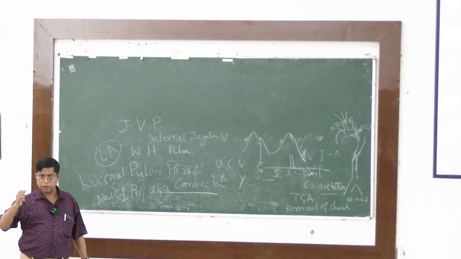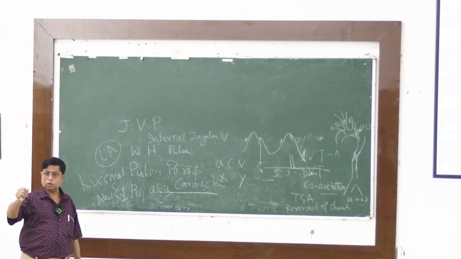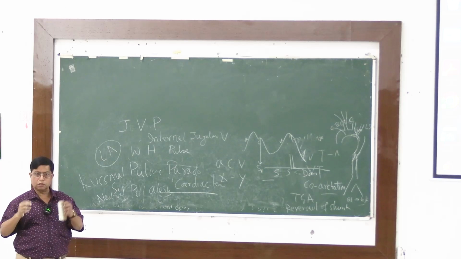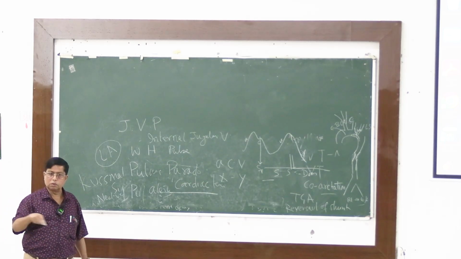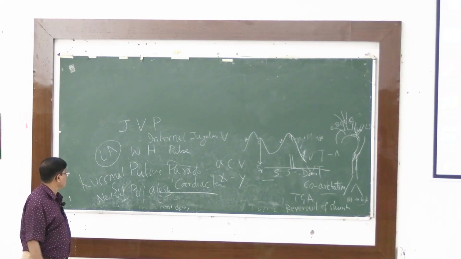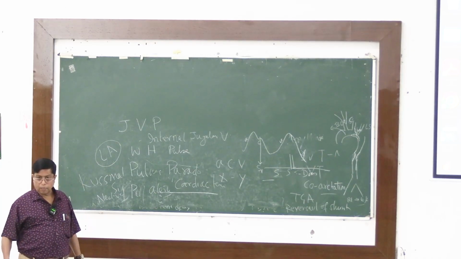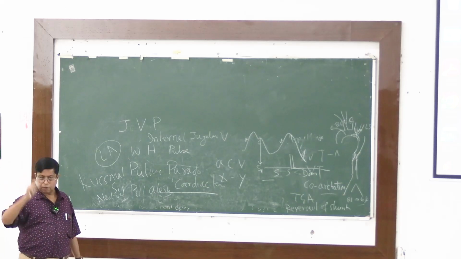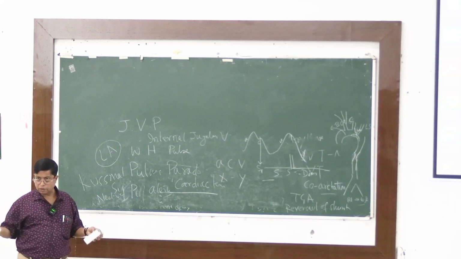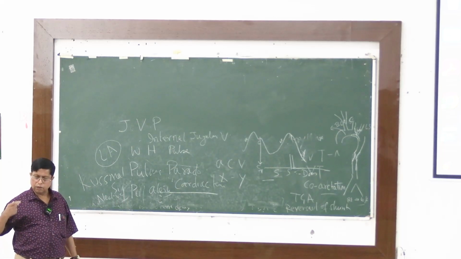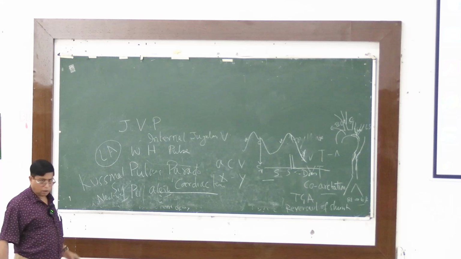But if the superior vena cava is completely blocked, then JVP will not be there. So in superior vena cava obstruction and constrictive pericarditis, you will see Kussmaul sign positive. Pulsus paradoxus is seen in the pulse, not in JVP. Don't mix it up. Pulsus paradoxus is positive in cardiac tamponade, and may also be positive in very severe COPD.